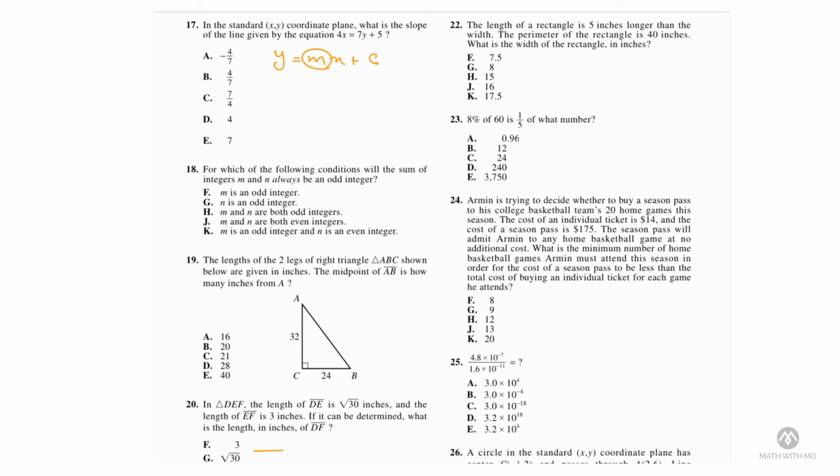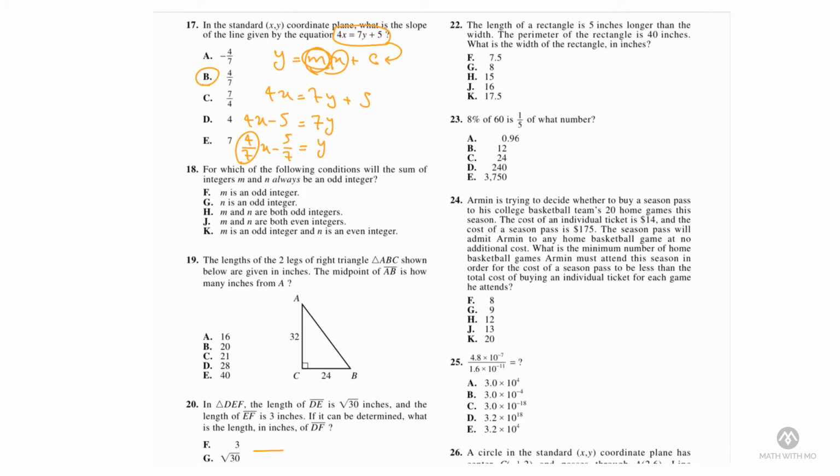M is the slope of a line. So we just need to make this look like this. Now we have 4x equals 7y plus 5. From here, I isolate y. I subtract 5 from both sides of the equation, so 4x minus 5. Then I divide both sides of the equation by 7: 4 over 7 x minus 5 over 7. So the coefficient of the x is the slope, 4 over 7.